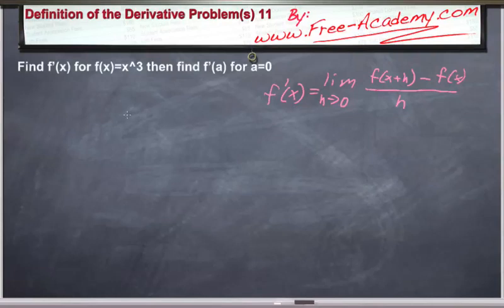www.free-academy.com. We're going to be doing another practice problem on the definition of the derivative. This is problem 11 out of the textbook, and we need to find the derivative of f of x for f of x equals x to the third. And then we need to evaluate it at x equals 0.